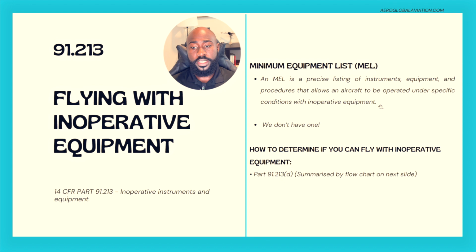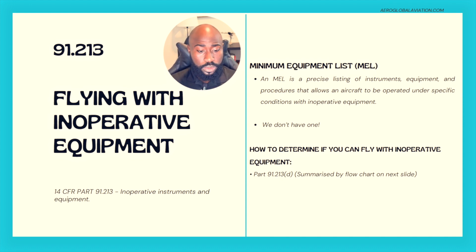So the general idea is basically it's a document or publication that lets you know that if an instrument or equipment is not working, you can still fly the aircraft. We do not have one in a flight school. Typically with the aircraft we fly, like the Cessna 172s, we do not have MELs. So this is a very, very important concept for you to grasp.